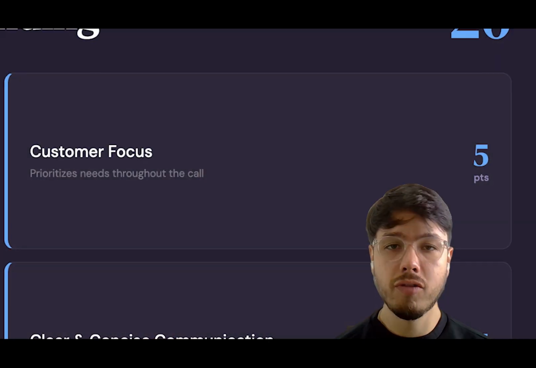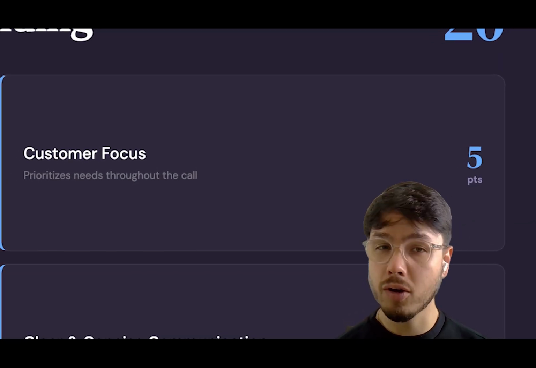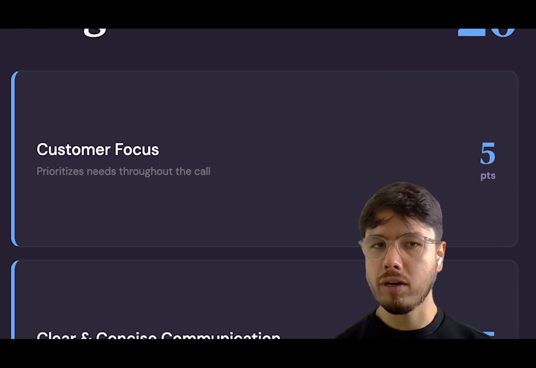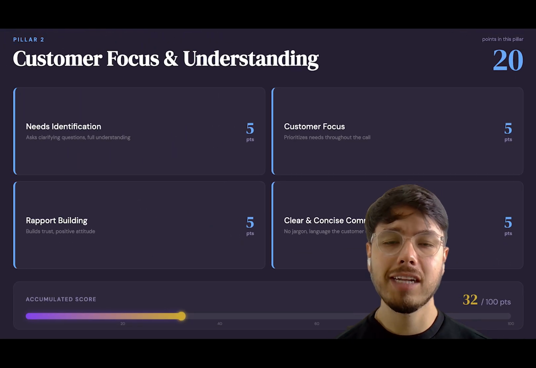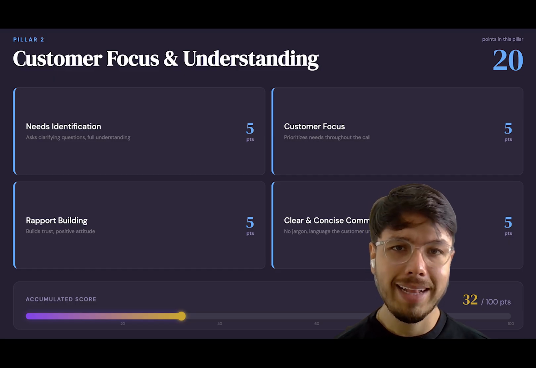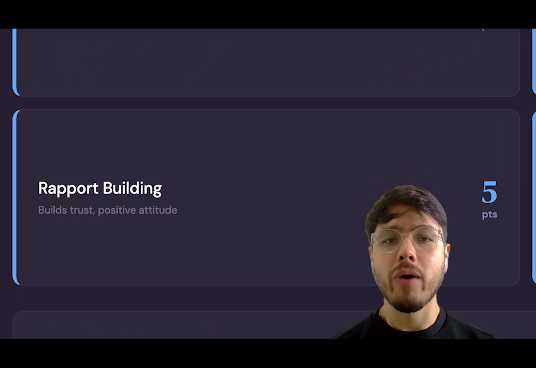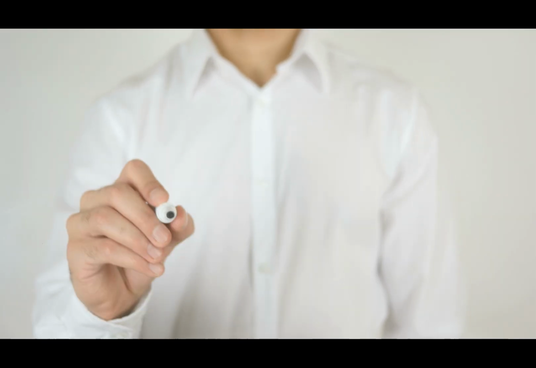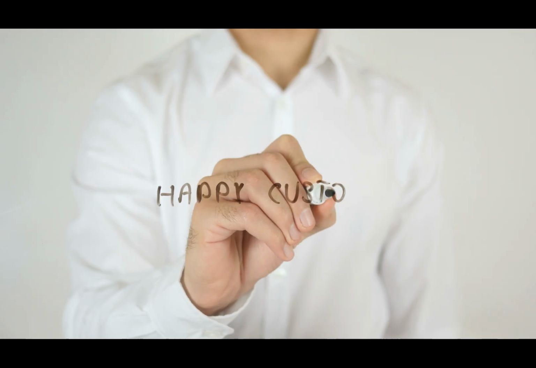Item number 2, customer focus. Does the agent prioritize the customer's needs throughout the entire call? Do they tailor solutions to their situation? Or are they just watching the clock? 5 points. Item number 3, rapport building. The agent builds trust with the customer, maintains a positive and helpful attitude. 5 more points. Rapport is what makes the customer think this person really wants to help me.